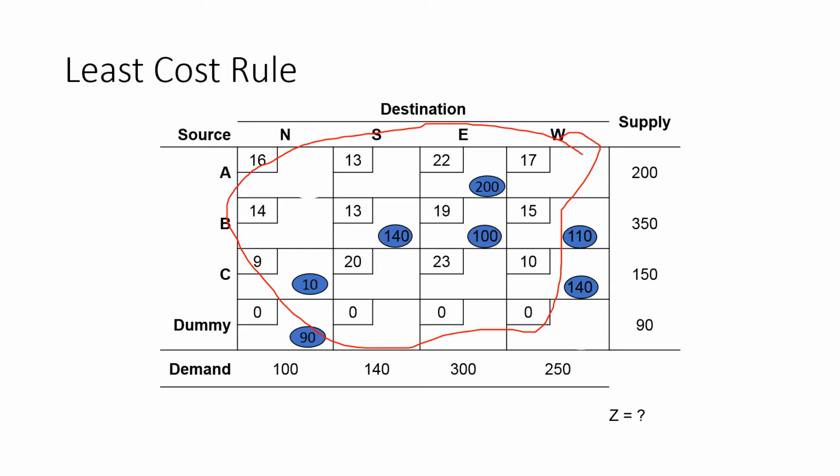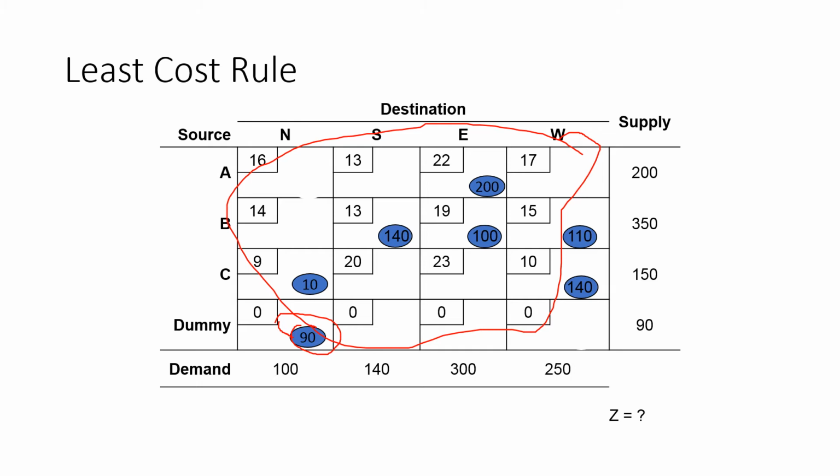Zero is the minimum number, obviously, so I will take any one of these zeros. Ties are broken arbitrarily. So here the minimum cost is 0. I take this one instead of that one or that one, it doesn't matter. I start here, so allocate as much as possible to this cell. Here's 100 and here's 90. The minimum is 90, just similar to the northwest corner rule.